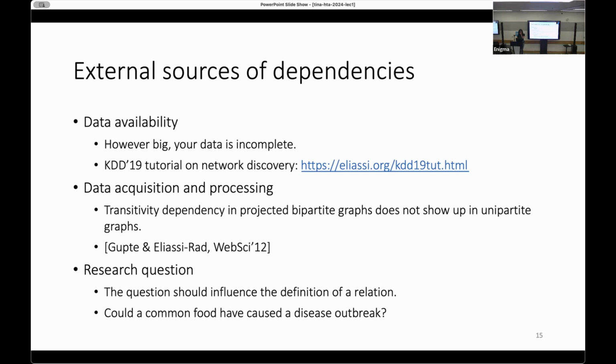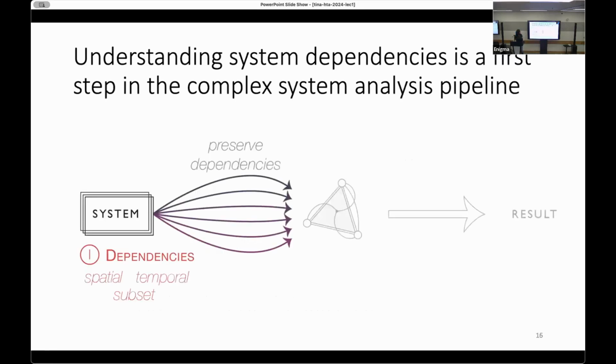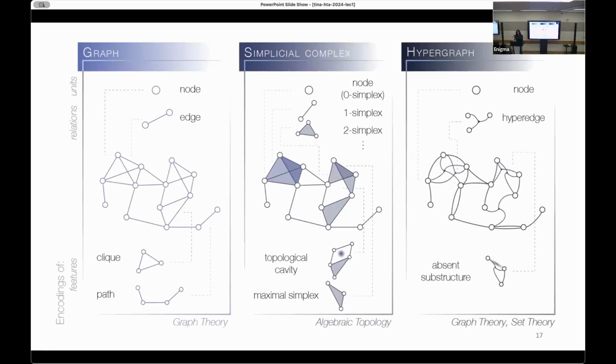And then, of course, there's the research question. And at this point, I feel like I'm preaching to the choir because you're all really good scientists and not bad engineers. And so now we talked a little bit about the dependencies. So then you think about, okay, well, how would I represent it?